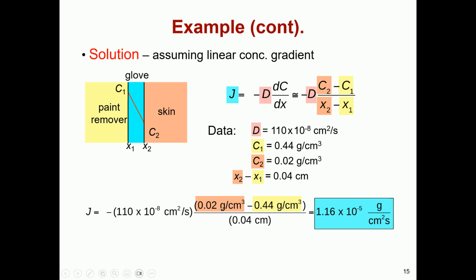Finally, this reveals that the glove does not provide perfect protection. Methylene chloride continuously diffuses through to the skin surface at this rate, assuming the skin surface concentration is maintained at 0.02 gram per cc. Your skin must continuously absorb the methylene chloride at this flux. Without a glove, 100% would contact your skin directly, so the glove provides significant safety, but not complete protection.